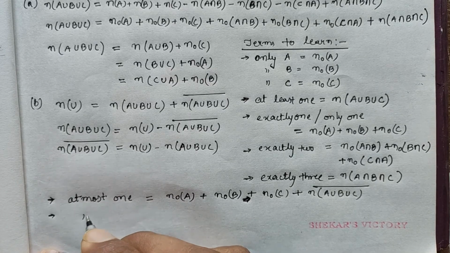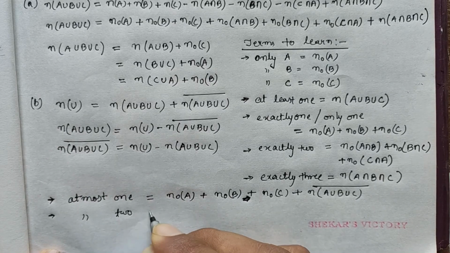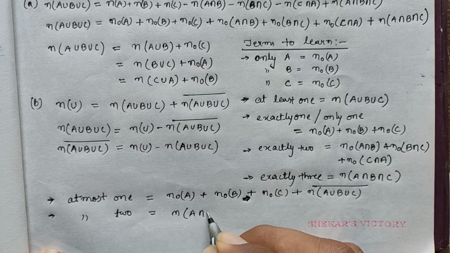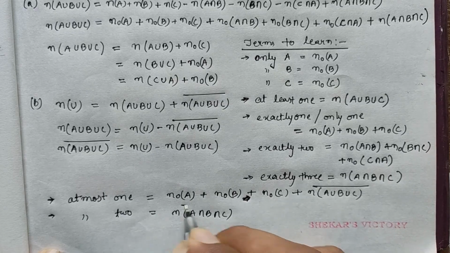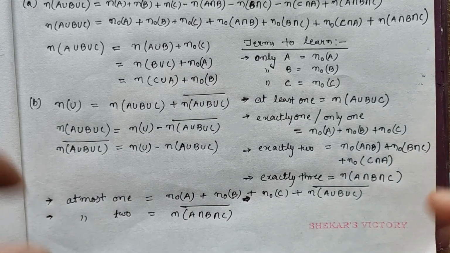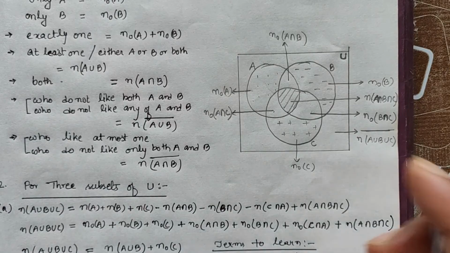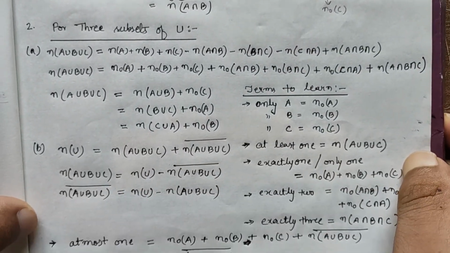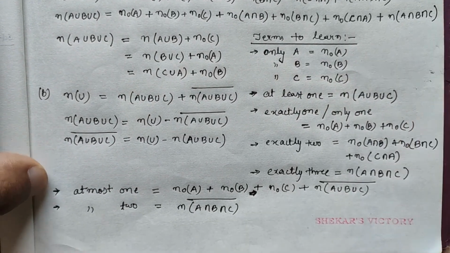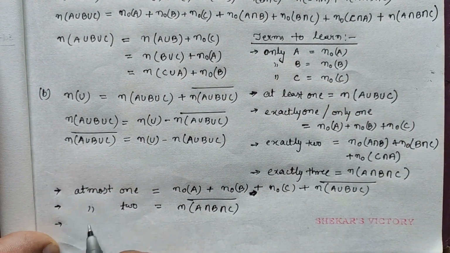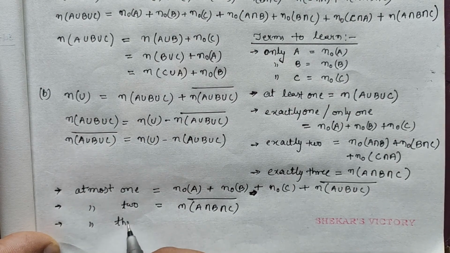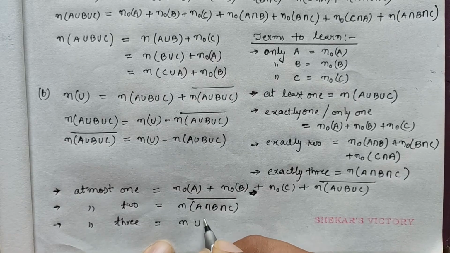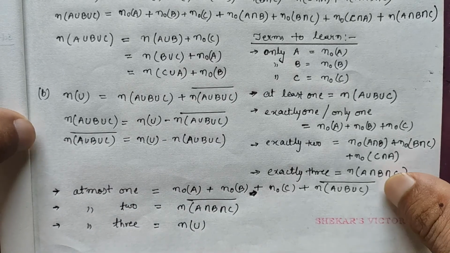And at most 2: in the case of at most 2, you have to find the complement of this one. So this one is A intersection B intersection C. You have to find the complement of this when the question asks you to find at most 2. Similarly, for at most 3, you have to find n(U). Yeah, at most 3 means you have to find n(U).